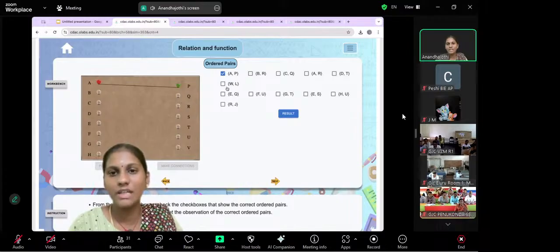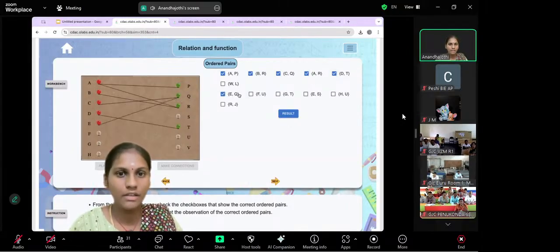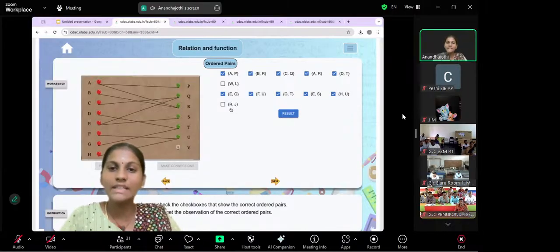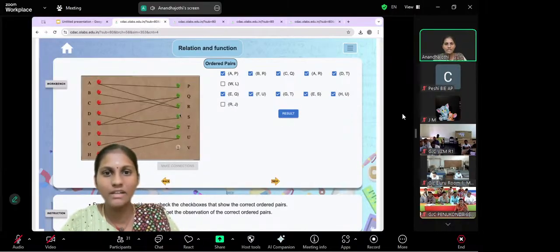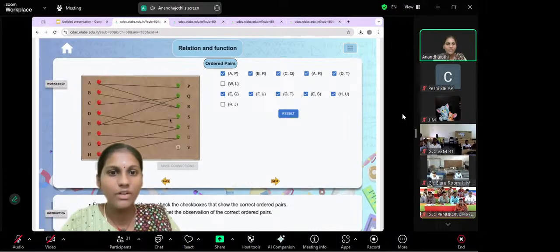But when we see W and L, we don't have W or L. Right? So if we have B and R, S, we can click. C, Q here, we can click. So if we see the proper pair, you can tick it. Right? Q, F U, G T, E S, and H U. And the final thing is R J. Is R here? Yes, it is here. But do we have J? No. So these are the ordered pairs available within the given list.